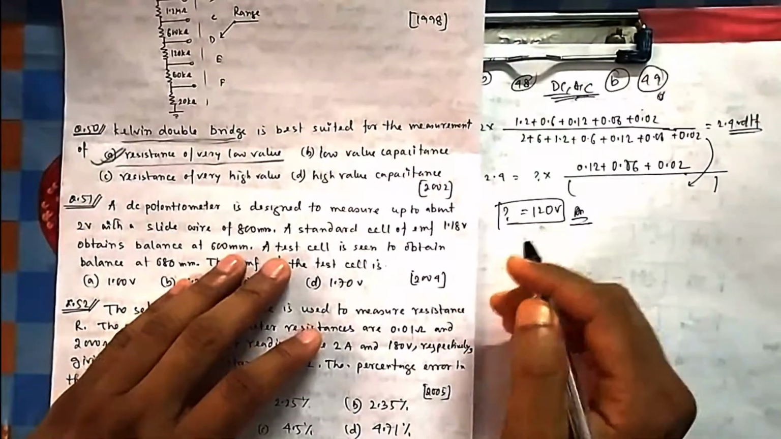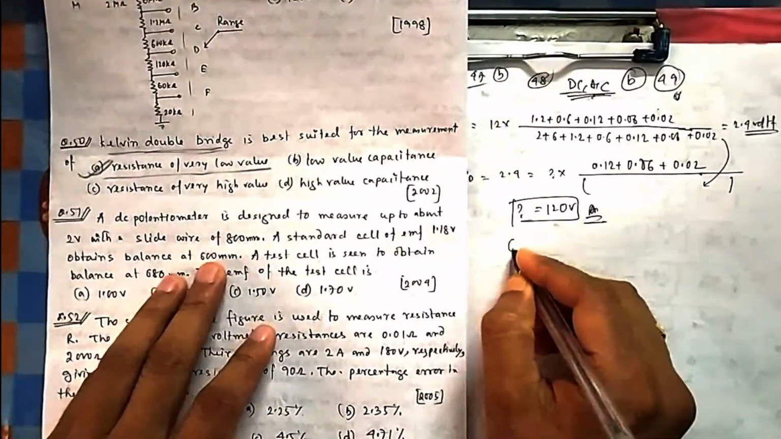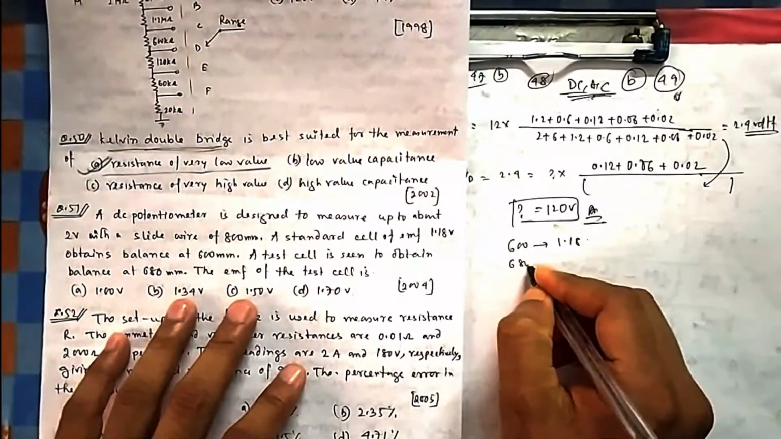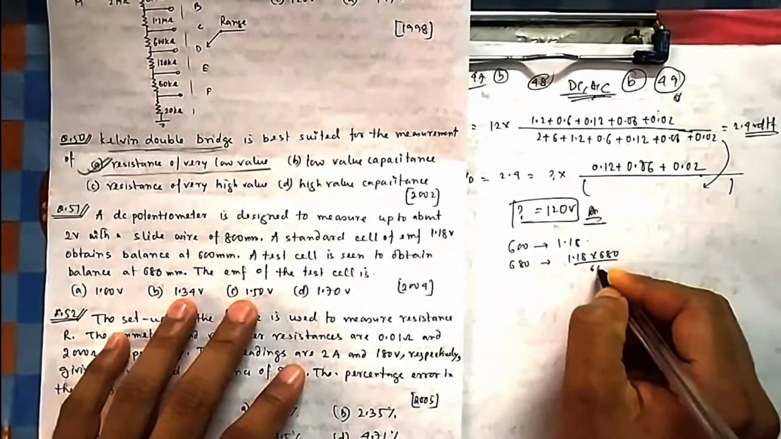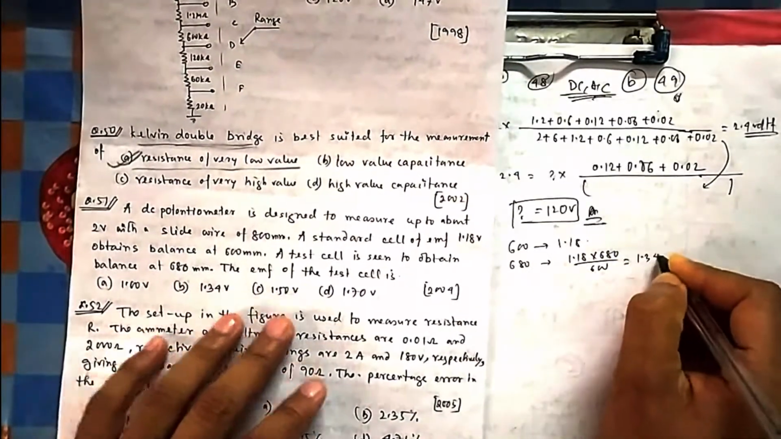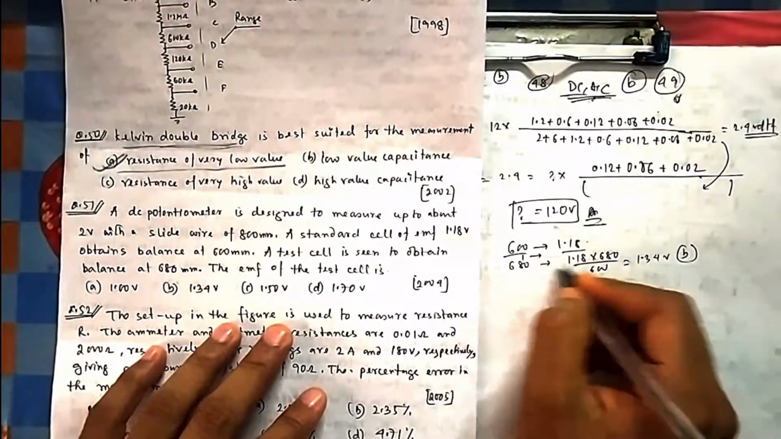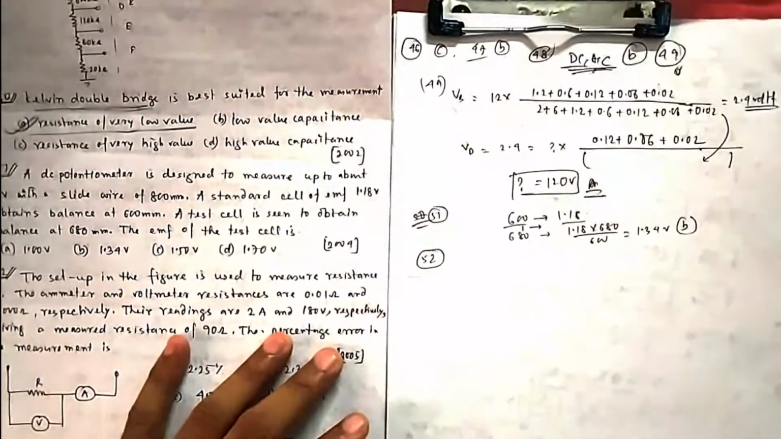So it is a simple unitary method. I told you for 600 it is showing 1.18. For 680, how much will it show? So it is 1.18 into 680 divided by 600, which is 1.34. That is your option B. For 600 it is 1.18, for 1 it is how much, for 680 it is how much? So simple unitary method, a repeat question.